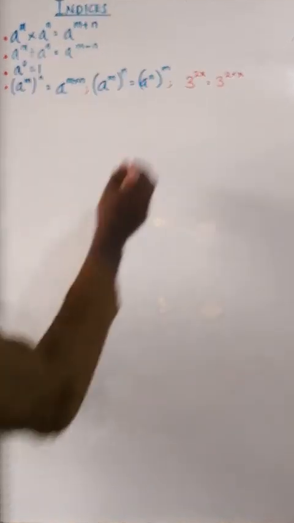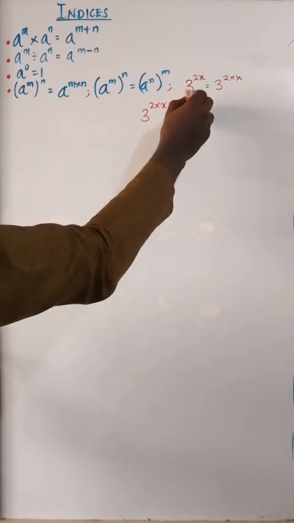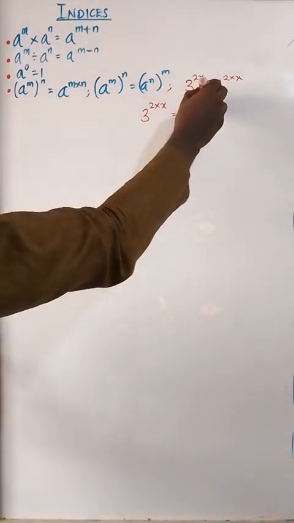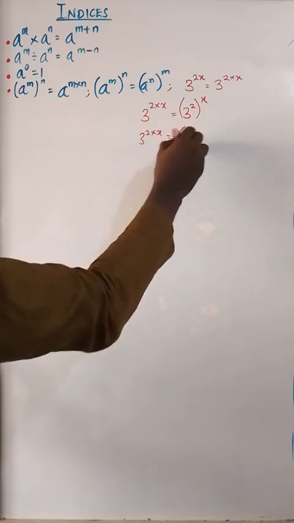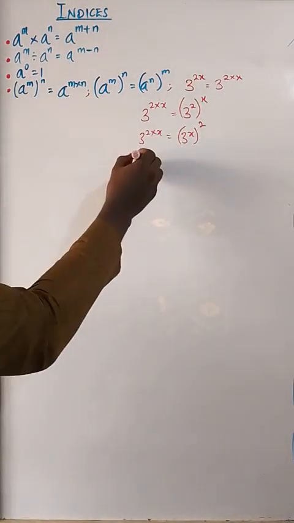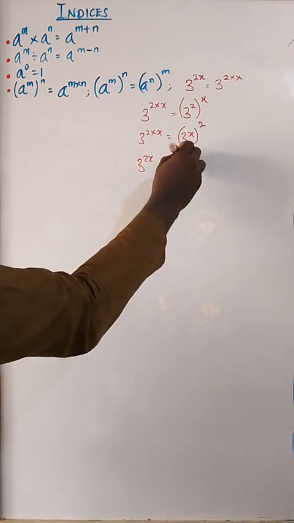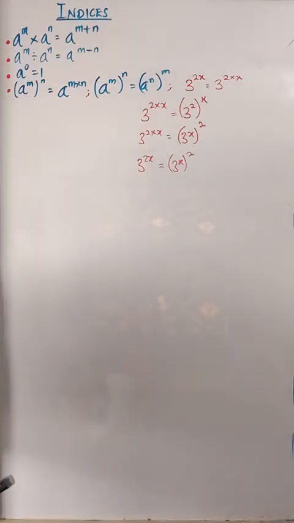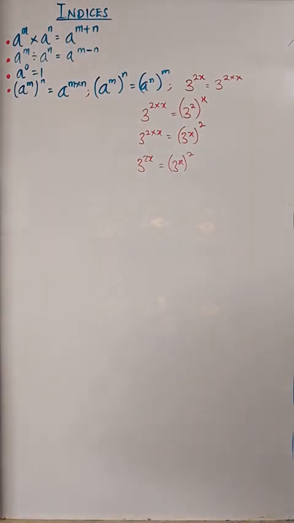So if I have 3 raised to power 2 times x, I can write it as 3 raised to power 2, all raised to power x. I can also write 3 raised to power 2x as 3 raised to power x, all raised to power 2. They are the same. But anytime you have something like this in mathematics, if I have 3 raised to power 2x, it's better we express it as 3 raised to power x, all squared, for some reasons. So we always bring the number out and the letter remains inside. This is useful when we get to indicial equations. We call this the double power law.